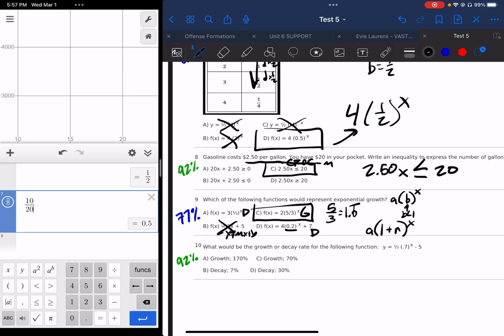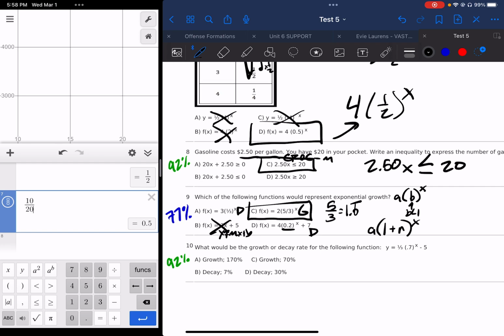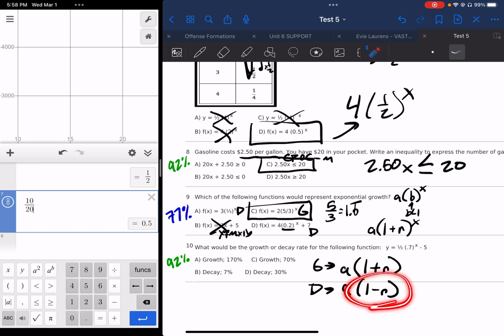Last but not least, we did really well on this one. What would be the growth or decay rate for the following function? Well, growth and decay, the rate has to do with the base. And remember, if it was growth, my base would be 1 plus my rate. If it was decay, my base would be 1 minus my rate. This one right here gives me a base that's greater than 1. This one right here gives me a base between 0 and 1.